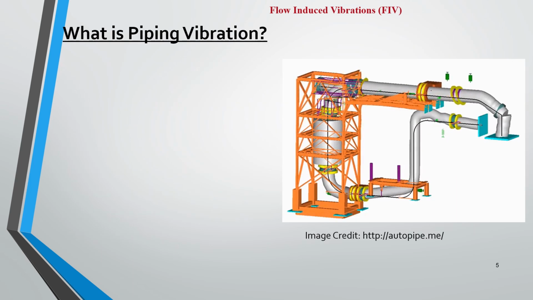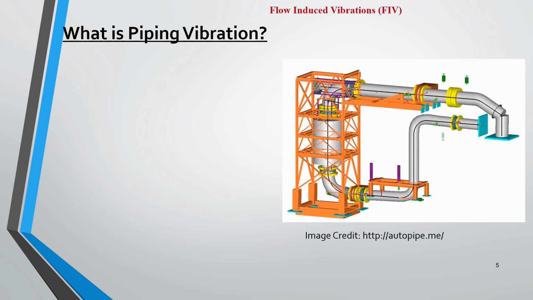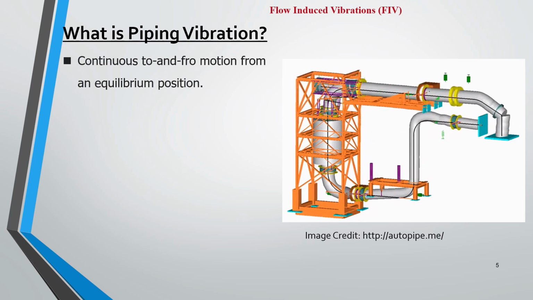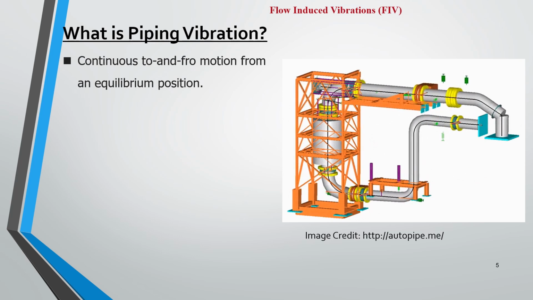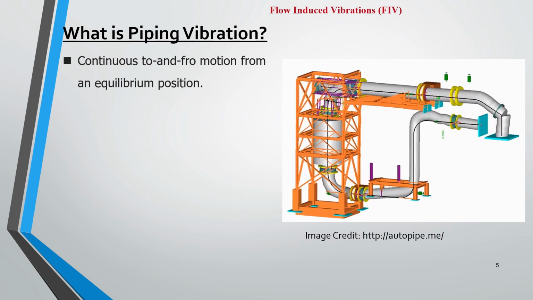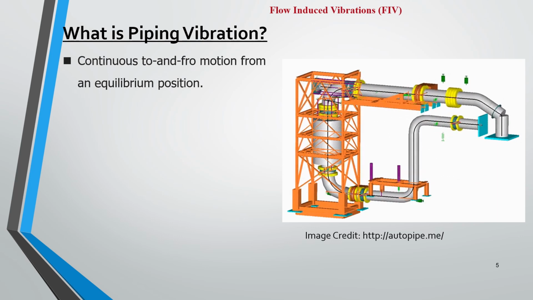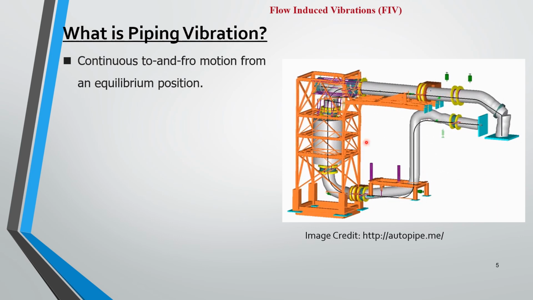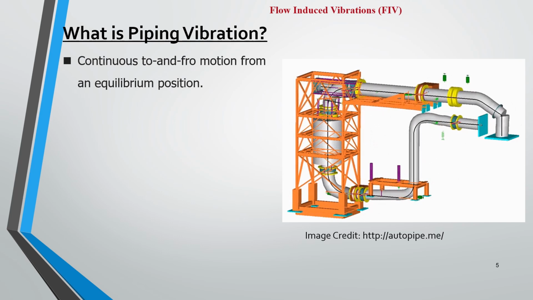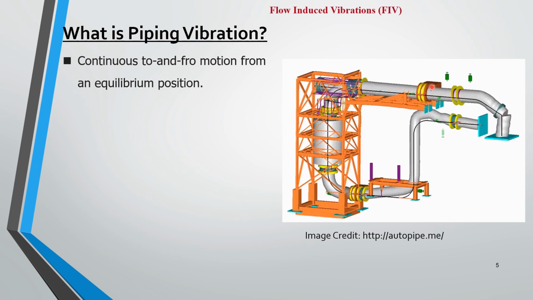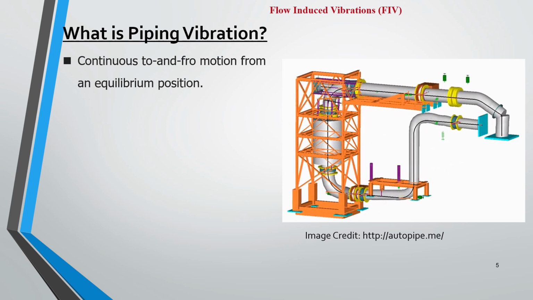So let's first learn what is piping vibration. Piping vibration can be defined as the continuous to and fro motion from an equilibrium position. So it is an oscillatory motion that can be seen. If you refer to the right side image here, you can see that the piping system is vibrating. The pipe is vibrating with respect to some position, that is usually an equilibrium position.